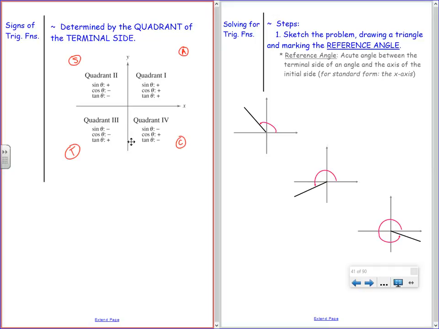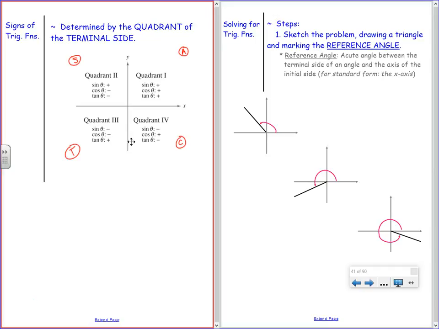So, solving for trig functions. The first step in solving for trig functions is to sketch. We started doing that yesterday with right triangles, and I have 3 different examples for us to look at. Step number 1, sketch the problem. Sometimes, like we saw in the book yesterday at the end of section 4.3, they give you a picture, so you just get to steal that. But sometimes they don't, and we have to make it ourselves.